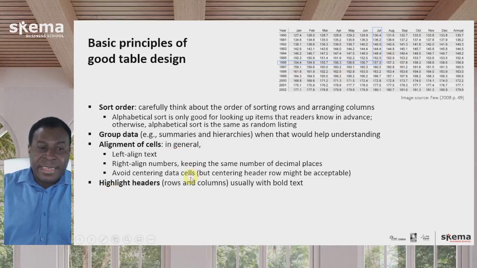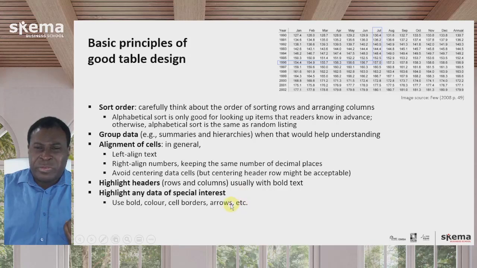You should highlight the header rows and columns. In this particular case, they're not highlighted with bold, but there's a simple line in each case that demarcates the headers from the contents, and that works. Make it very clear what are the headers, and that they're different from the actual data in the main table.